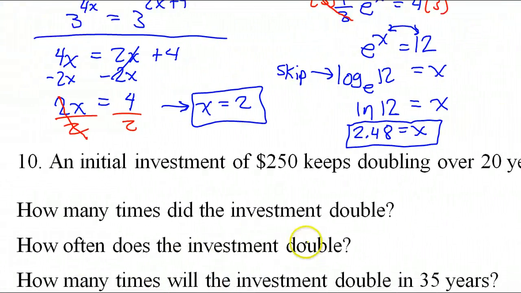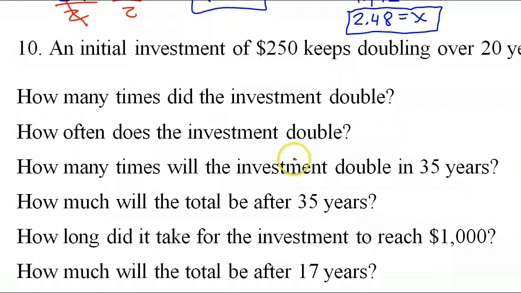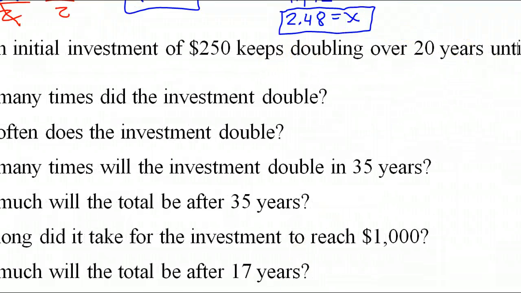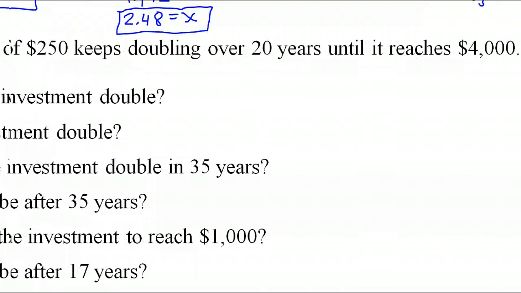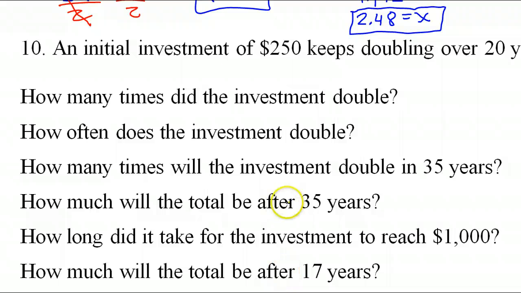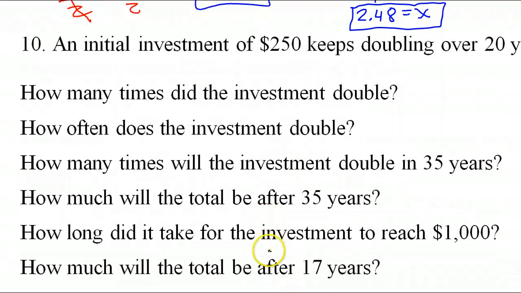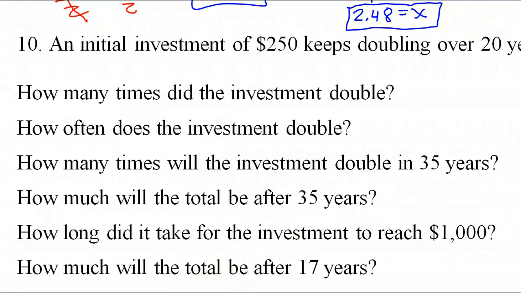All right, looking at number 10. An initial investment of $250 keeps doubling over a 20-year period until it reaches $4,000. Then we have a bunch of questions. So this problem is a little bit different. We're not just going to be solving equations per se. Let's see what's happening. How many times did the investment double?